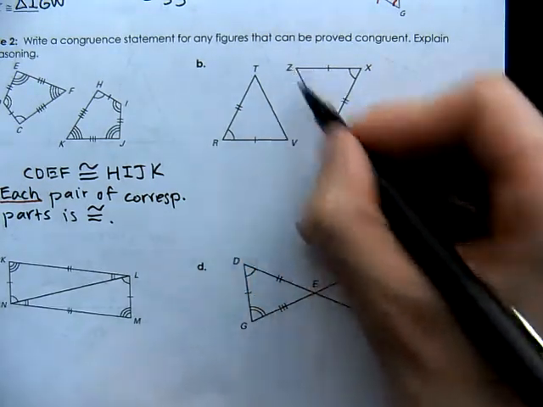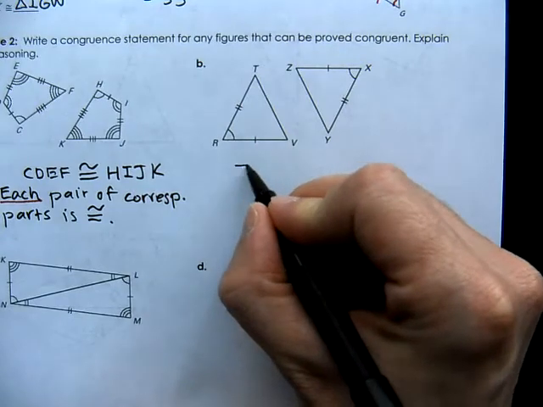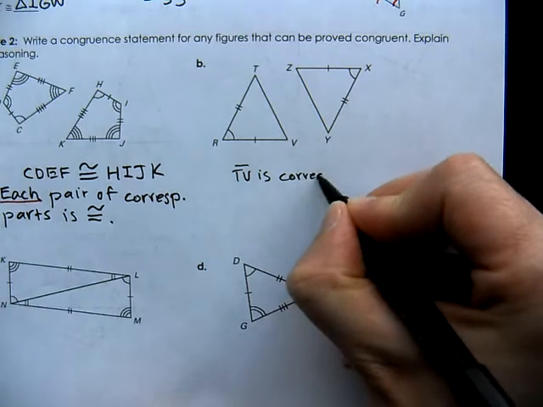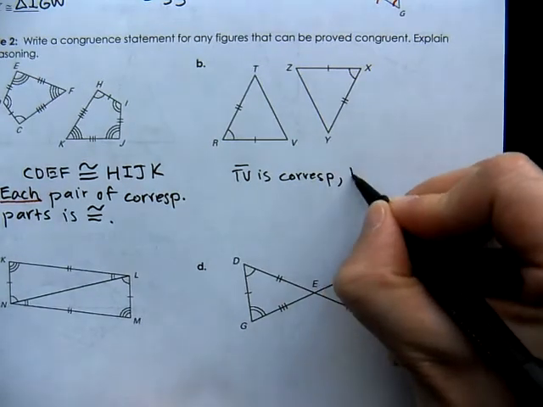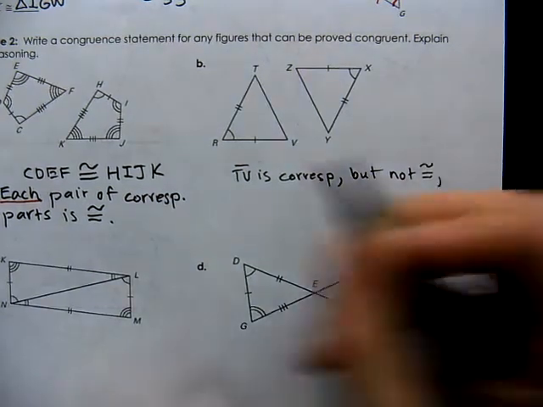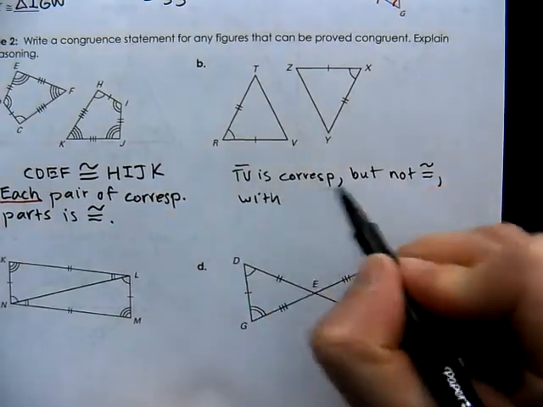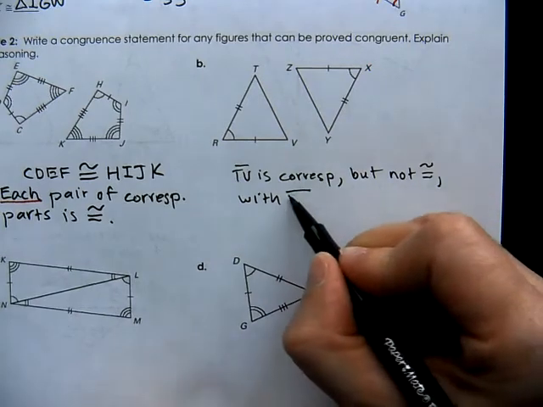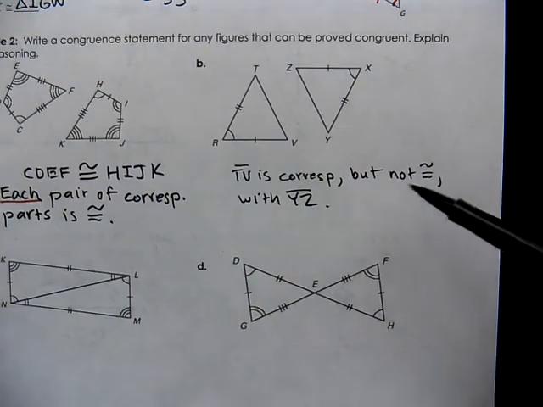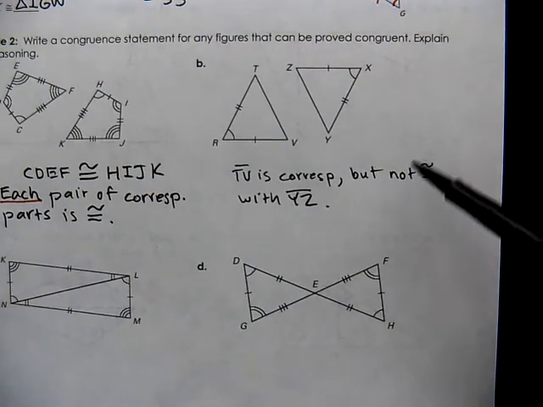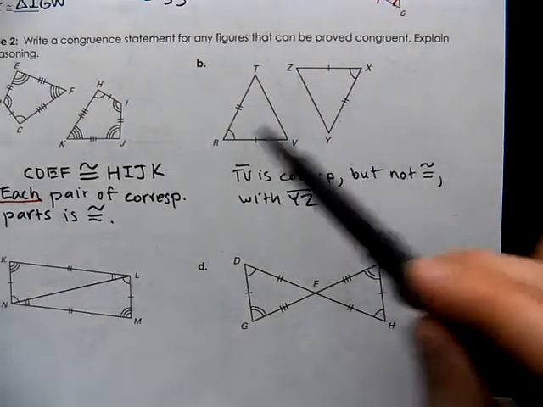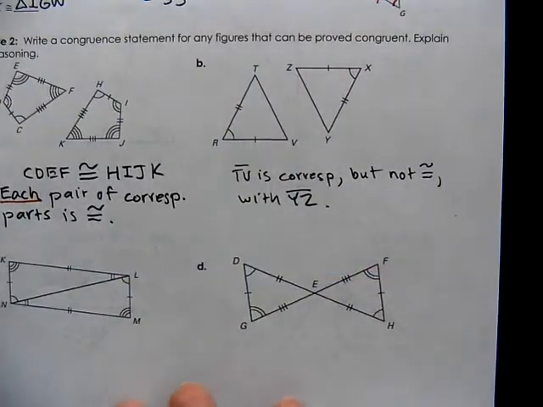I could say something like, let's focus on the sides here. Segment TV is corresponding but not congruent with segment YZ. So remember, we have to have corresponding parts that must also be congruent for us to say the figures as a whole are congruent to each other. So that's what we're going to be looking for in these diagrams.